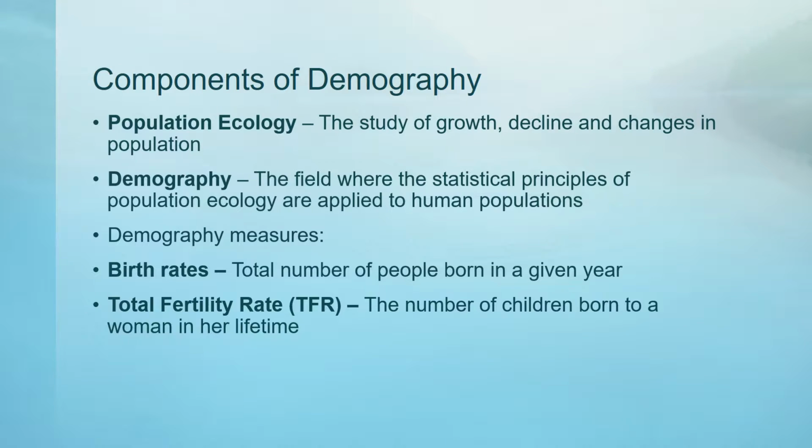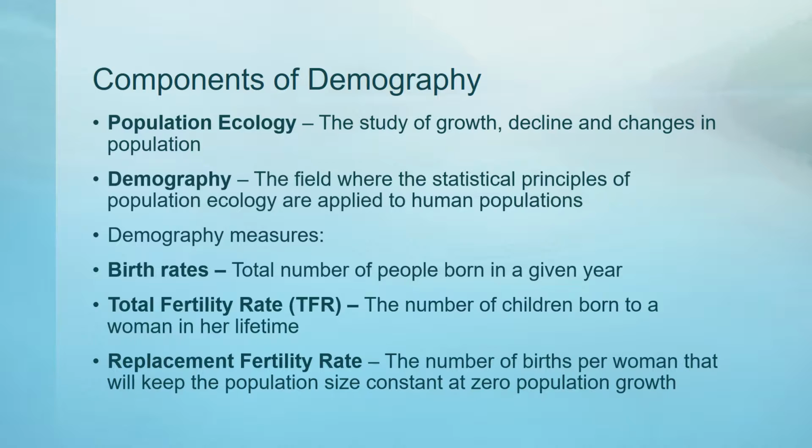It measures the total fertility rate, the number of children born to a woman in her lifetime, and it measures the replacement fertility rate, the number of births per woman that will keep the population size constant at zero population growth. So I think it's usually around 2.1. You've got mother and father and then two kids, and why 2.1? Because even though it's a very low rate, you do have occasional infant mortality and the like. So I think that's around where zero population growth is.